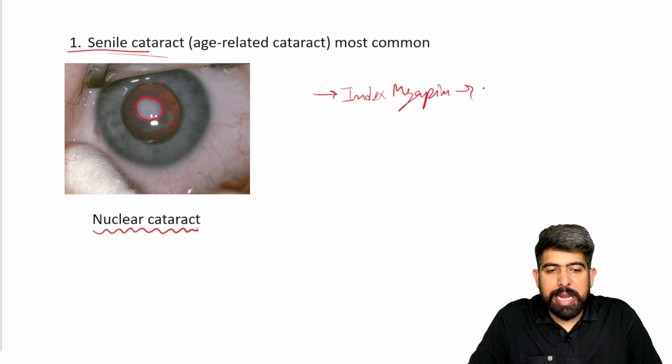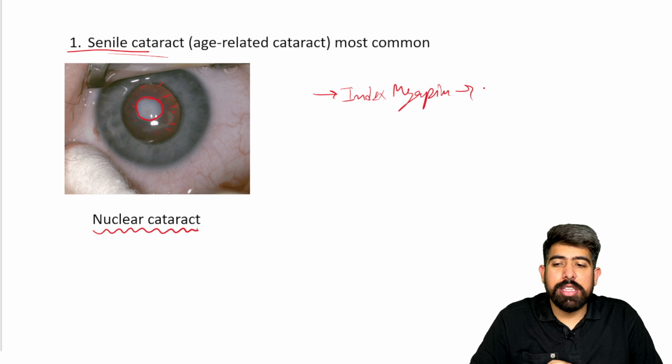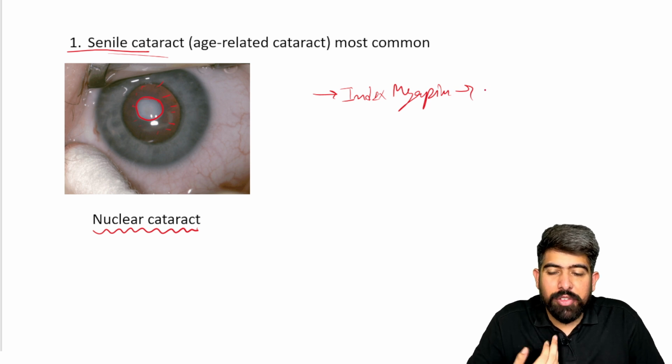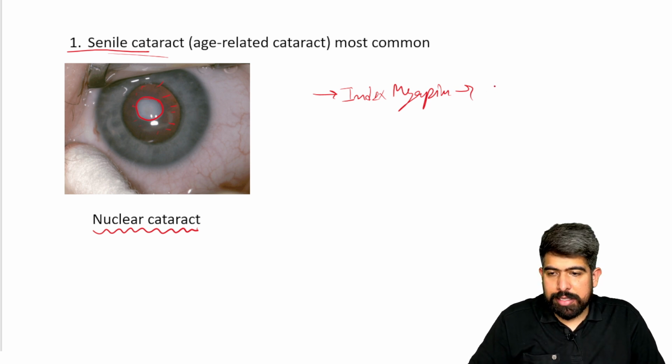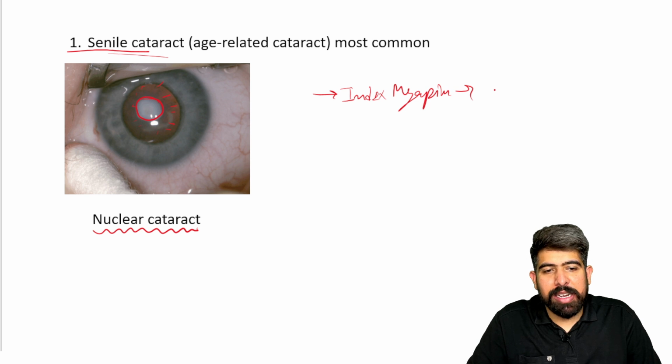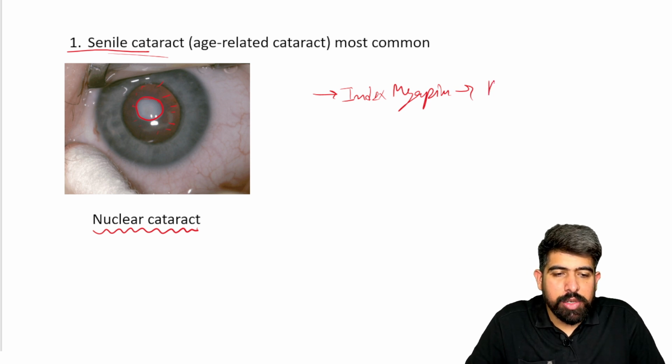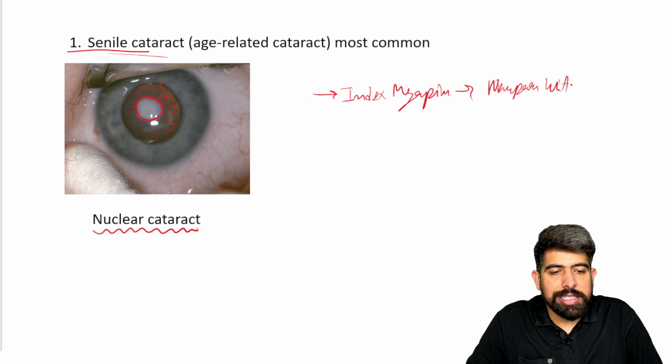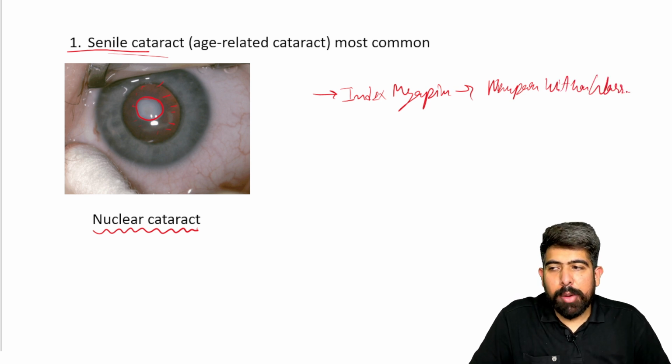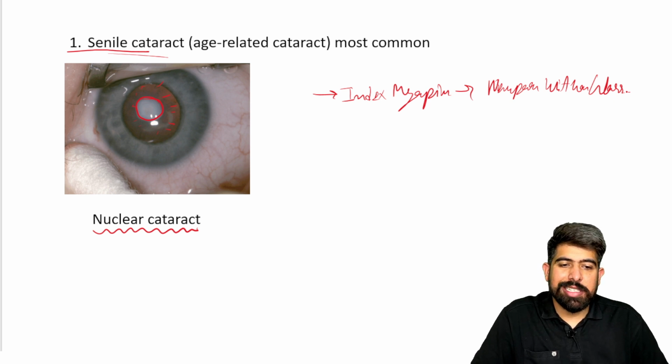In this index myopia, what will be seen? The patient earlier was using presbyopic glasses. So what will be the clinical feature? In the clinical question, they mention that the patient can now read the newspaper without glasses. Earlier the patient had presbyopic glasses, but now reads without them. If they mention that and ask which condition it is, this is your index myopia.